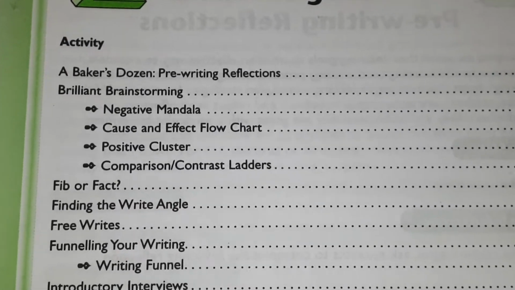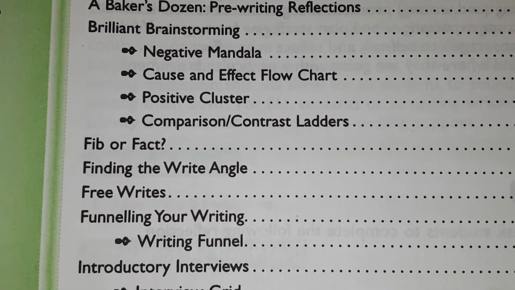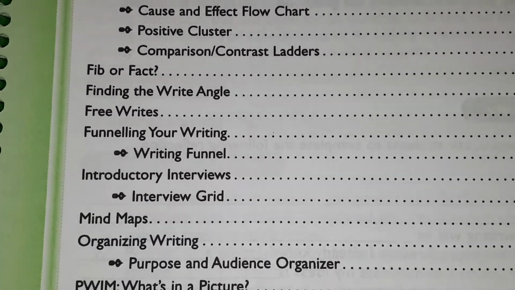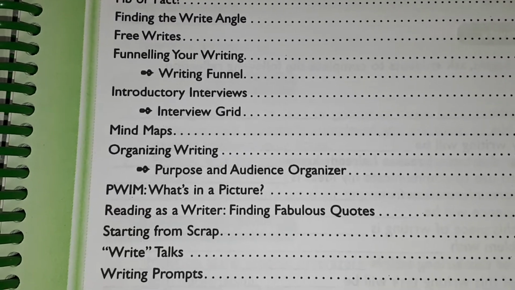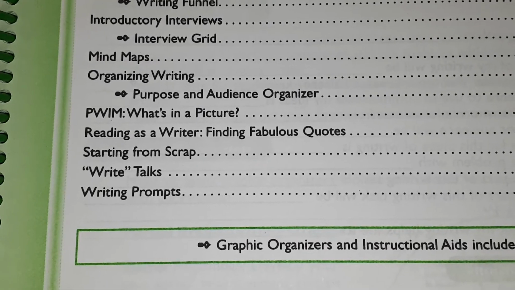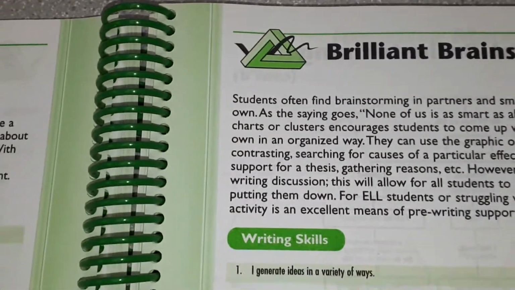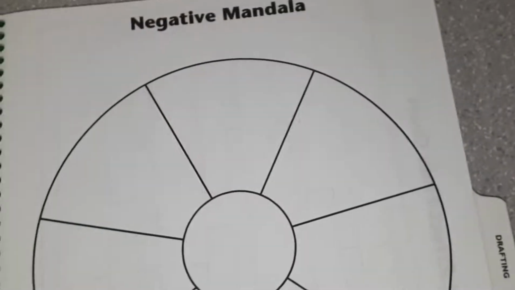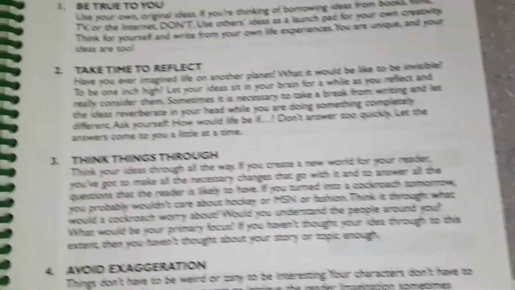Negative Mandela, cause and effect flowchart, positive cluster, comparison, contrast, ladders, fib fact finding, free writes, funneling, introductory interviews, mind maps, organizing writing, what's in the picture, reading as a writer, starting from scratch, brilliant brainstorming, baker's dozen. So this is where it gets into all the different examples. Go on to drafting.